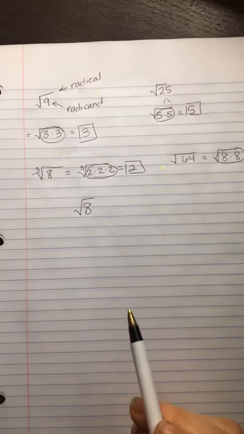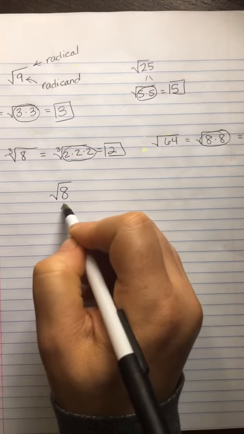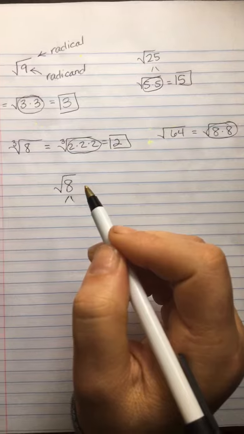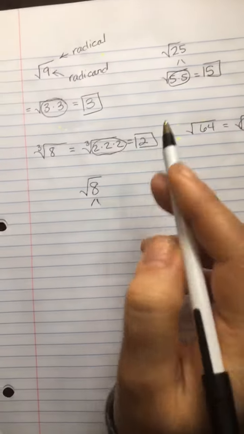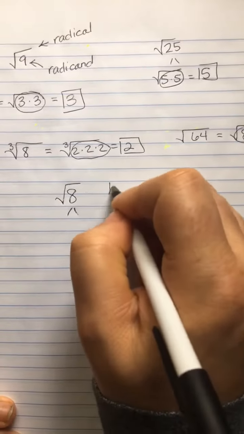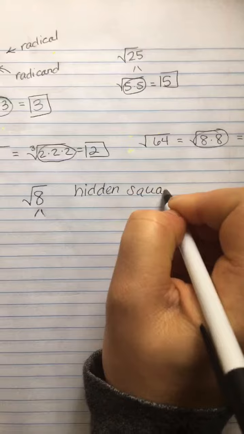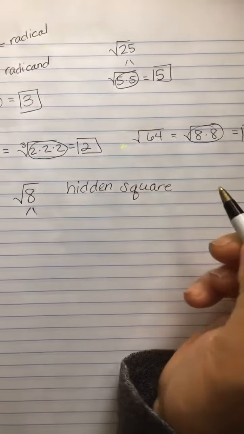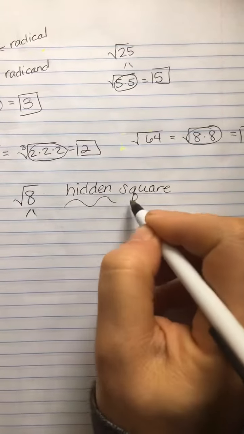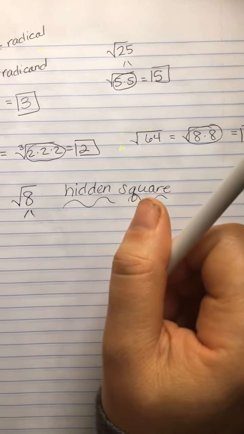Well, in this situation, we have to break it down, meaning we have to find two numbers that multiply together to give us 8, but there's a trick here. I'm going to teach you a trick. I want you to find a hidden square. Remember, I told you in the last video that our perfect squares, those 13 that we wrote down, those are hidden squares.